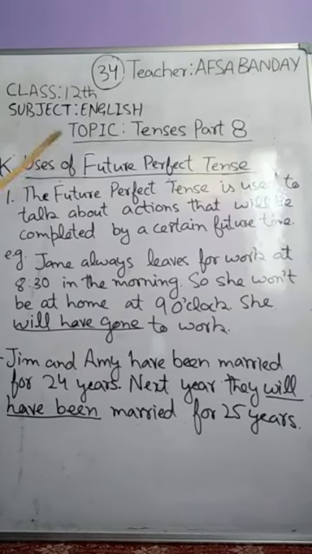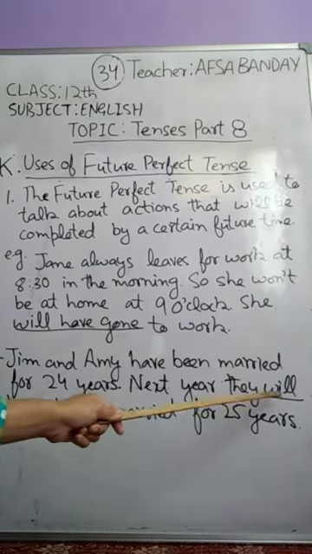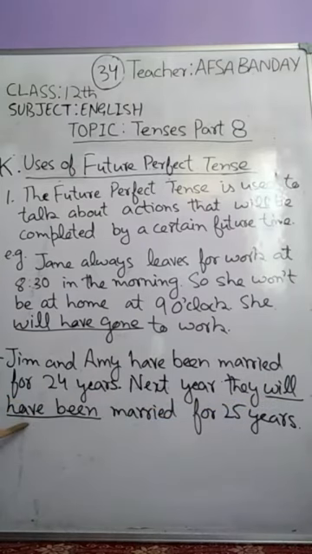Next is uses of future perfect tense. And as you know, in future perfect tense we use will or shall, and then we use have, and then the third form of the verb, or what we also call the past participle form. As you can see here also, will, have, and the past participle form of the verb. Been is the past participle form of the verb be.